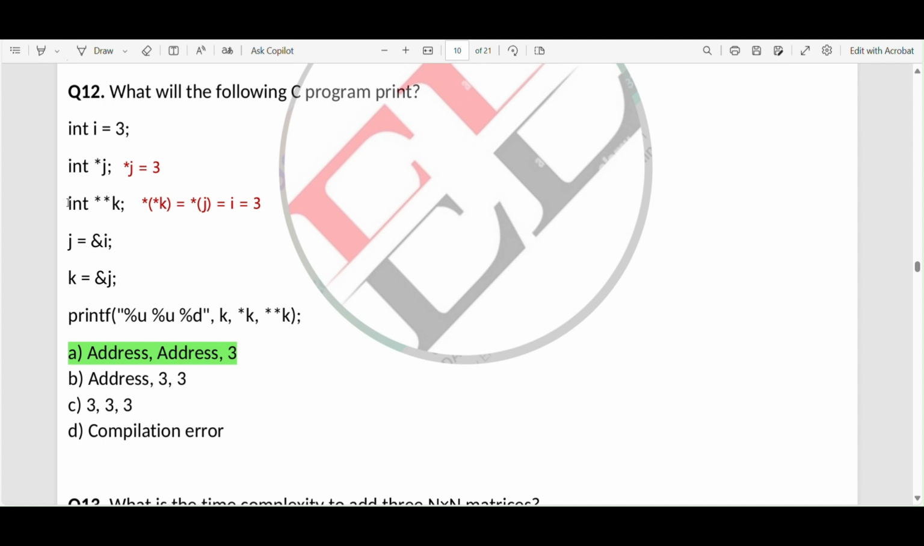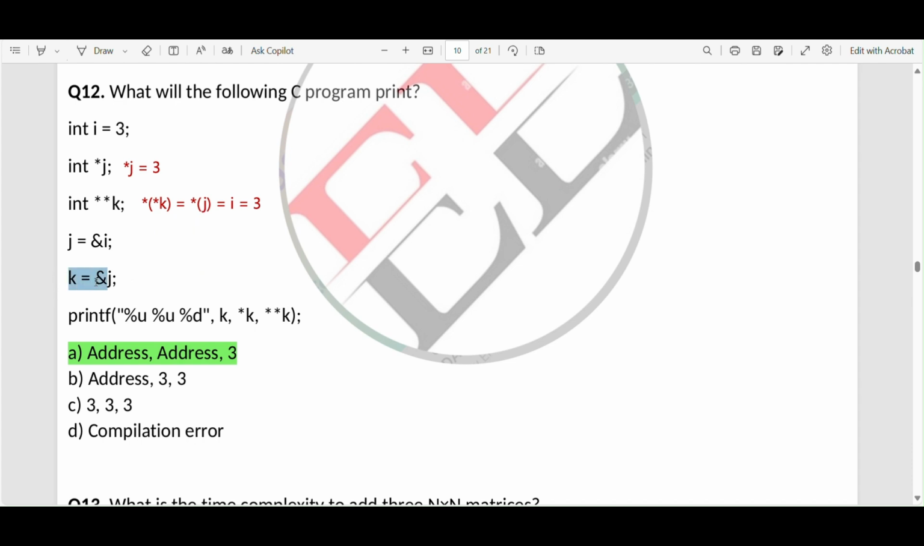Very easily we know that k is the address of j. Address is nothing but the hexadecimal format, so for k it will be printing an address. So options a and b have address, and c and d are eliminated already. And next when we go to the next one, we have value at k. What is value at k? See, value at k is j.